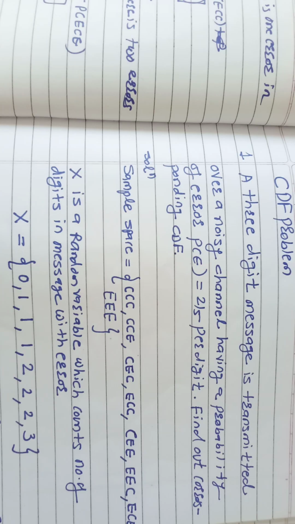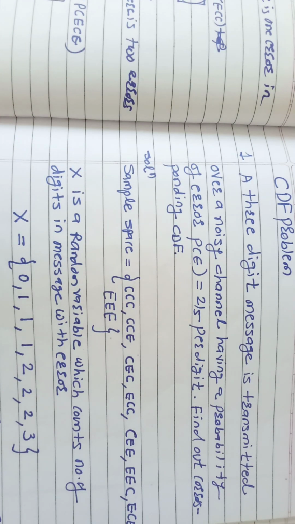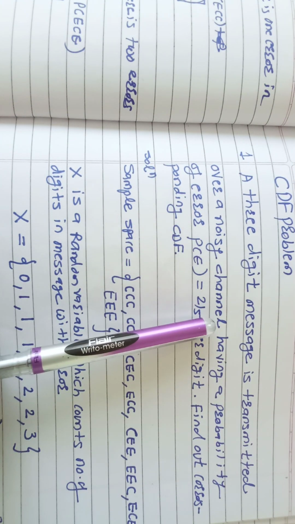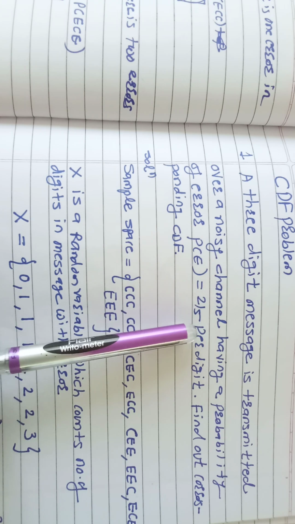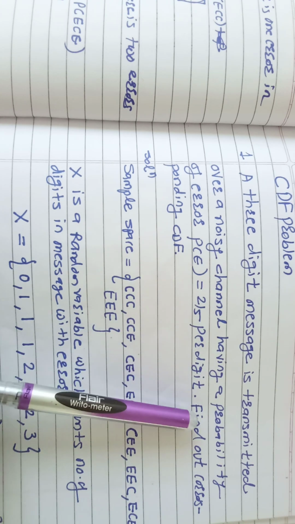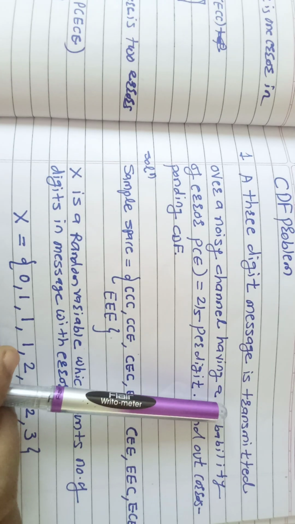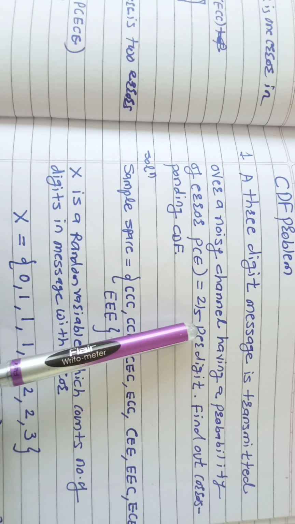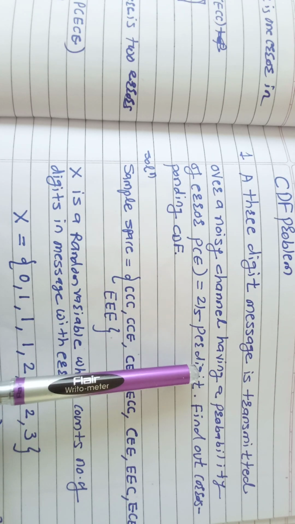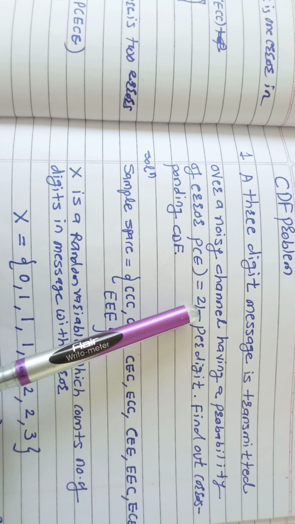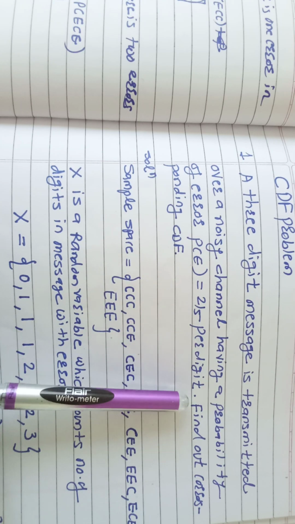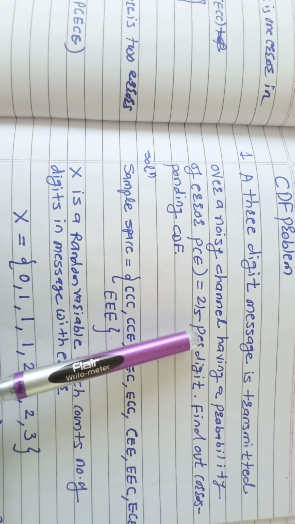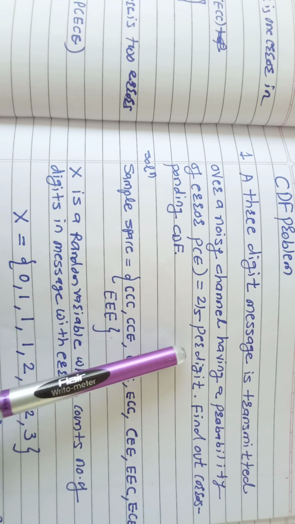So the number of digits in a message is 3. It is a 3-digit message transmitted over a noisy channel. That means amongst the 3 digits, any digit can get corrupted due to noise. The probability of error, or probability of corruption, in that digit is equal to 2 by 5 per digit. If there is an error in one digit, then that is equal to 2 by 5. That's why it is written as per digit. And you have to find the corresponding CDF.